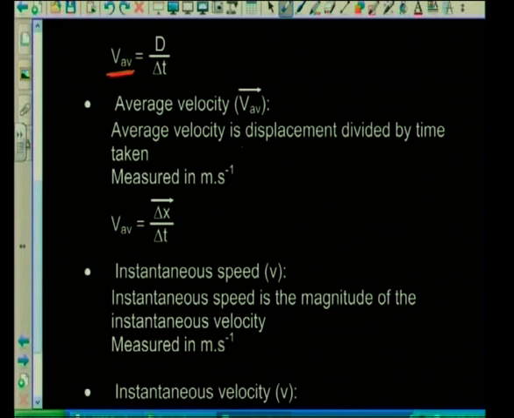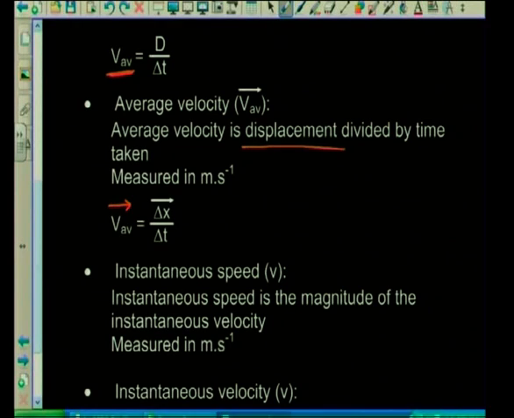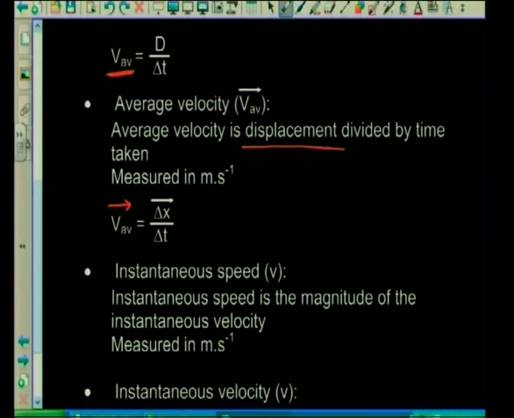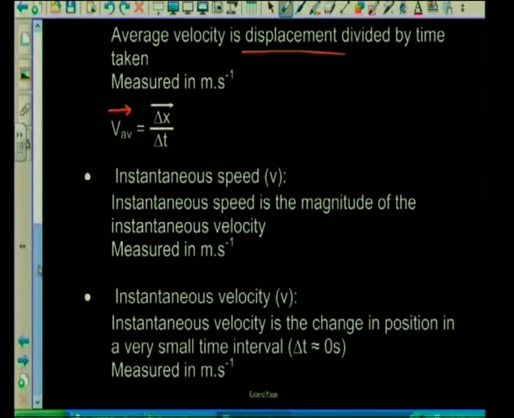Average velocity is displacement divided by time. It is a vector, okay? We should have an arrow over there. It is a vector. It must have direction. Must have direction. So important here. Please remember that. Then we have two other really important concepts which we're not going to spend too much time on, but you do need to know what they are.